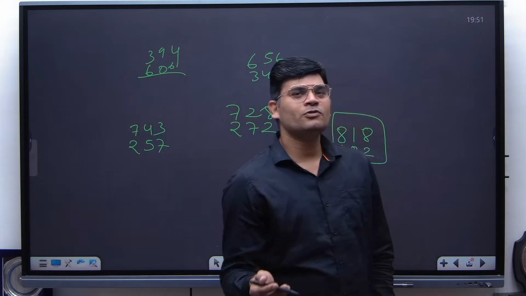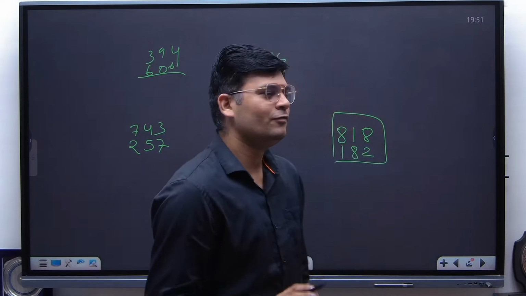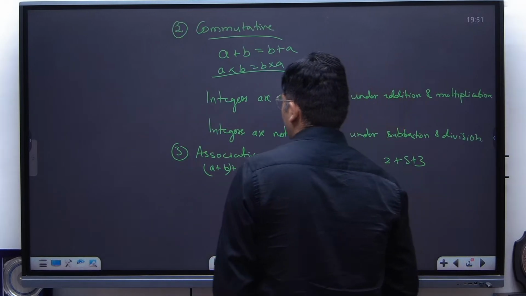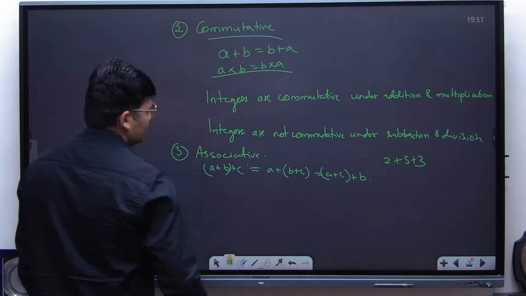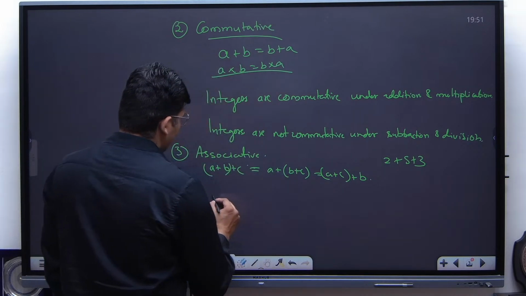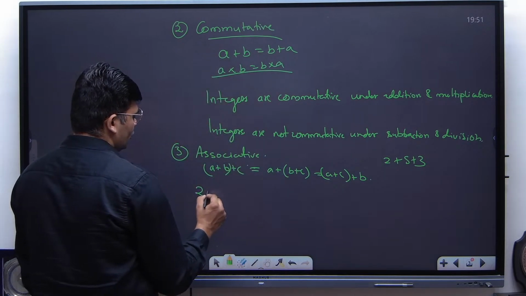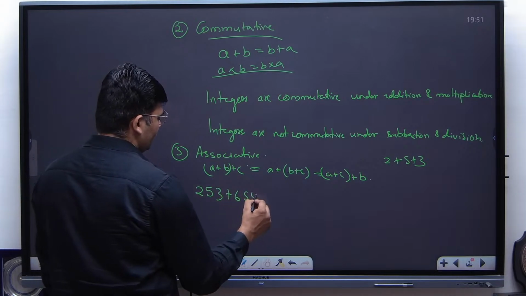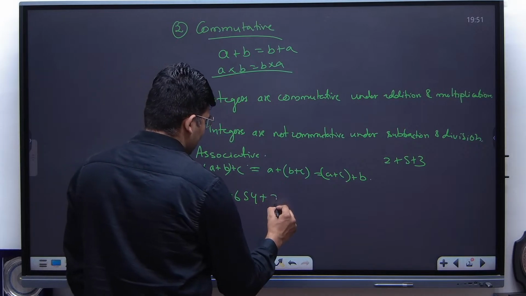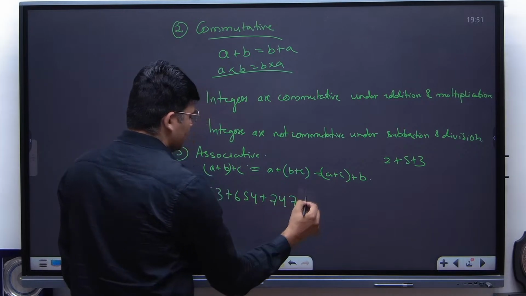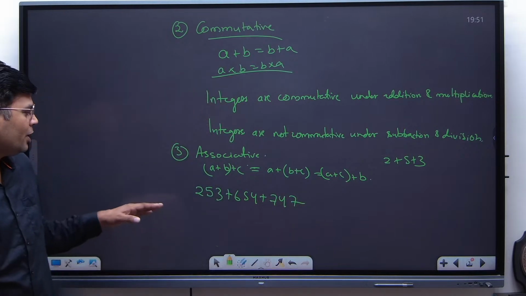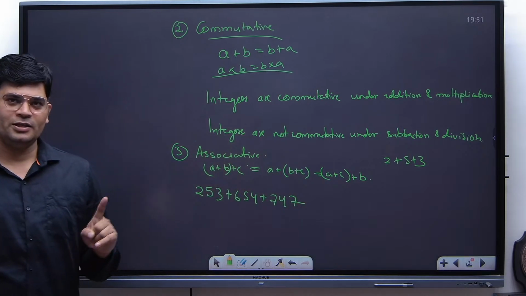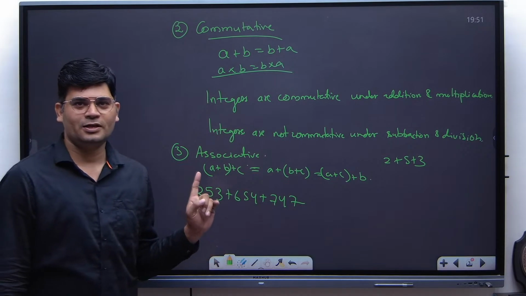Okay. So for 10,000, we will go in the next class. We have done enough exercises for today. So how will this practice help us? Suppose, for example, if somebody asks you 253 plus 654 plus 747. Initially you could have added these numbers in the same order, but now I think you can answer this question very easily. Tell me.